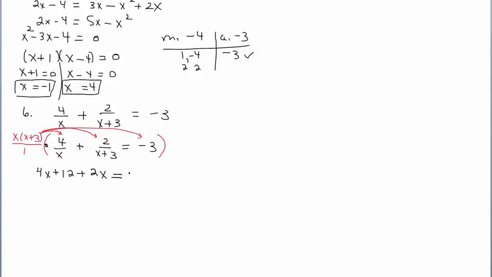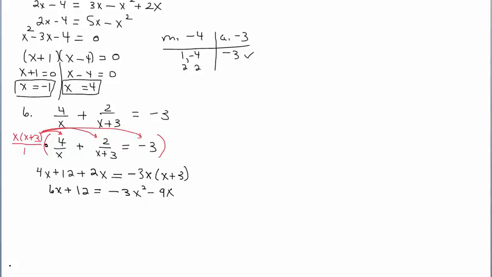Equals, and we've got negative 3 to multiply through all this. So I've got negative 3 with the x times the quantity x plus 3. So we'll do that work in the next step. So cleaning this up, we're going to have 6x plus 12 equals, it looks like negative 3x squared minus 9x.